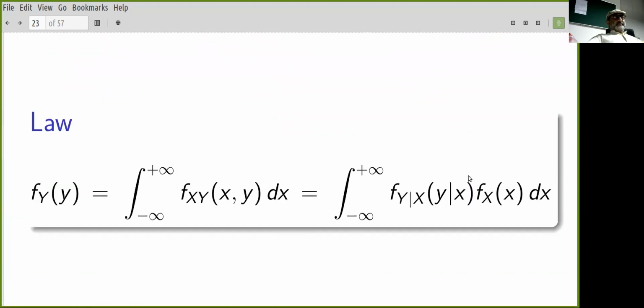Similarly for y, if you want to find the marginal for y from the joint PDF for x and y, then you integrate over x from -infinity to infinity. And now you can replace this integrand, which is the joint PDF, using the multiplication rule. You can replace that by the conditional for y given x times the marginal for x.